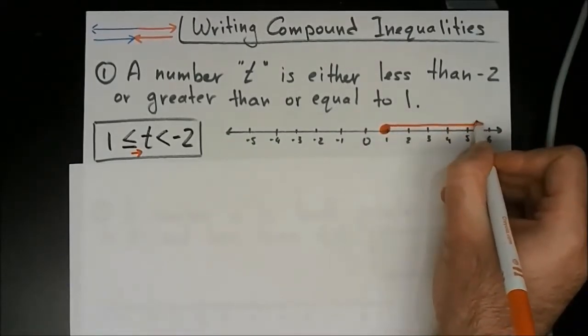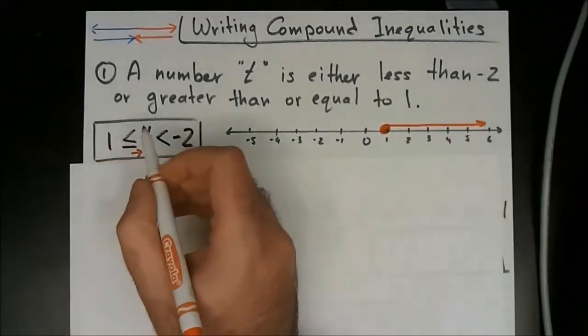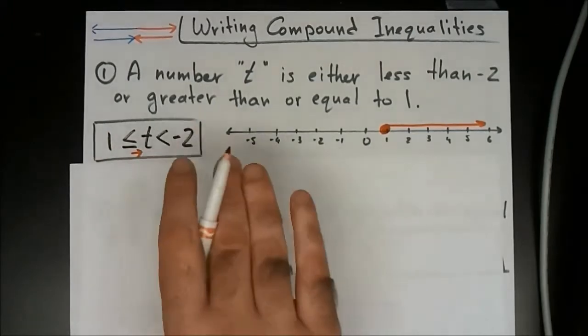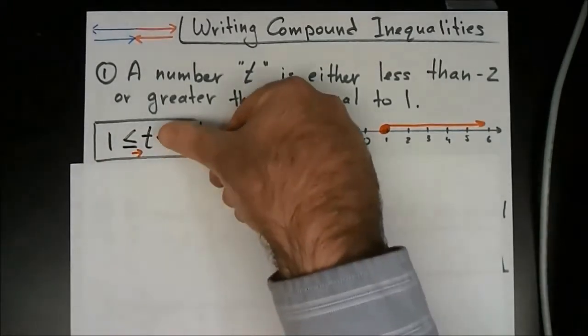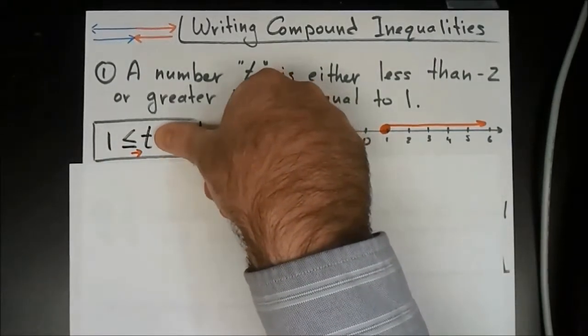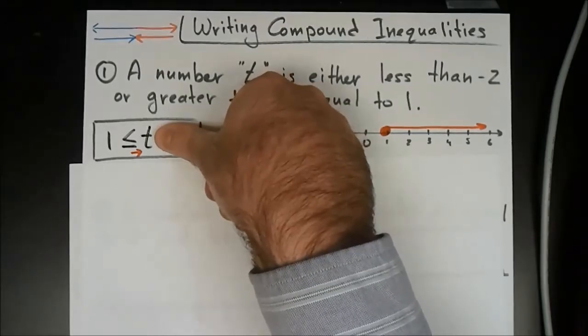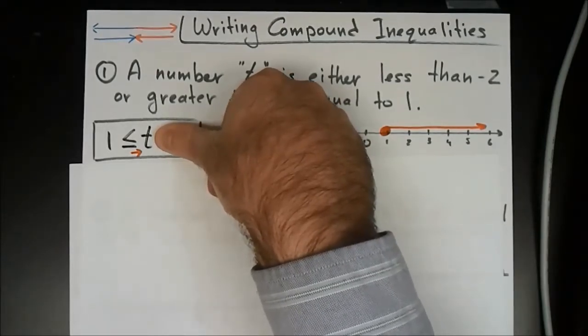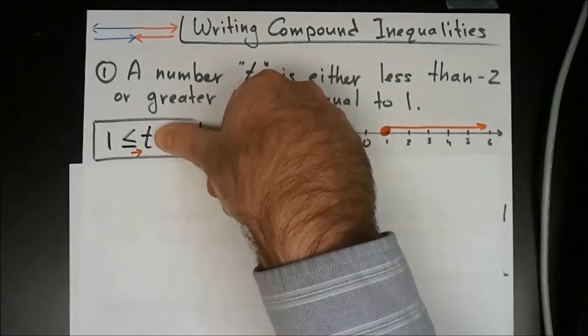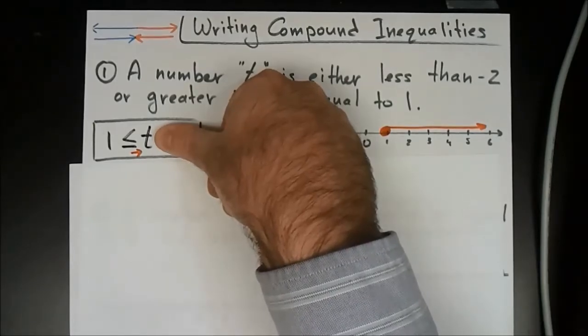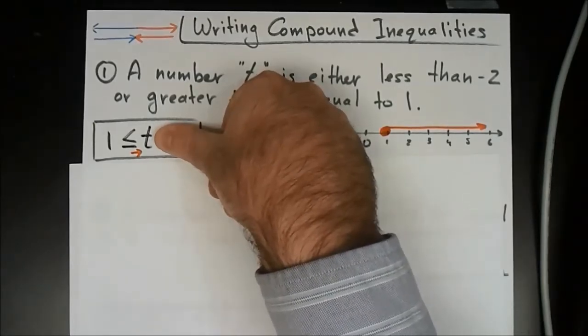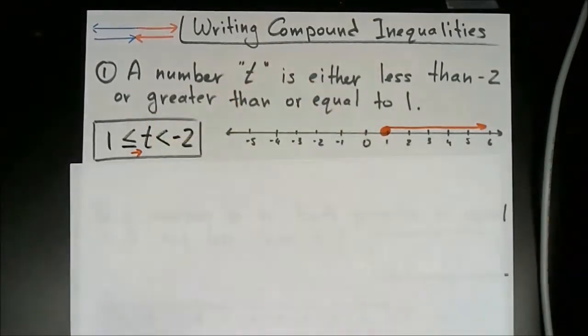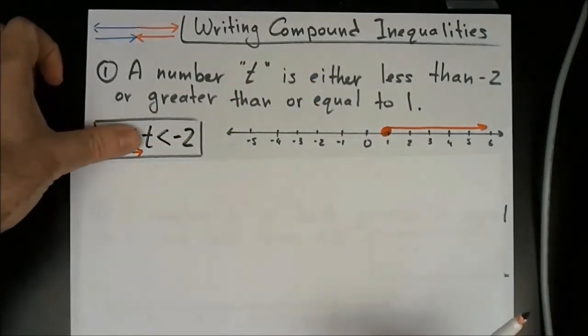So if you just look at this right here, if I cover this up real quick, that would make sense. T is greater than or equals to 1. The larger part of the alligator symbol is facing towards the variable. That's why it's going to the right. And it's a closed circle because it's a combo symbol. The 1 is included.